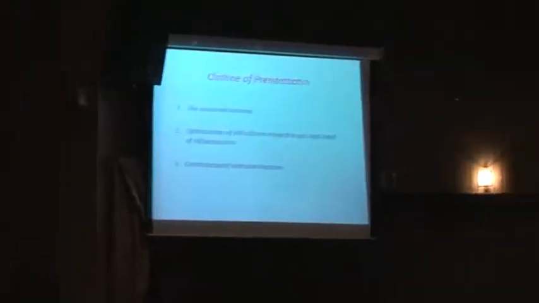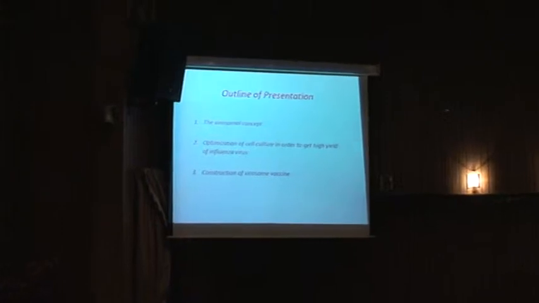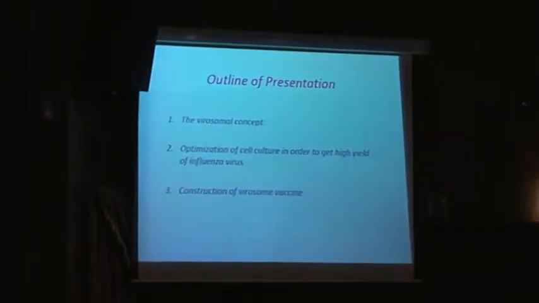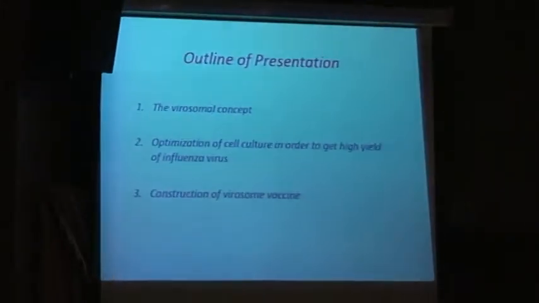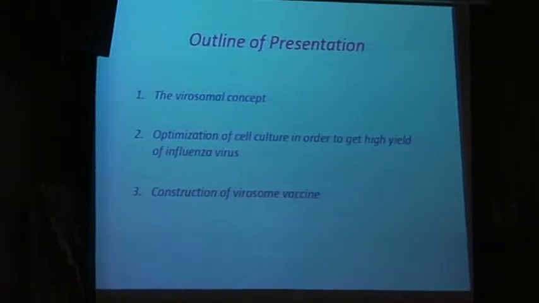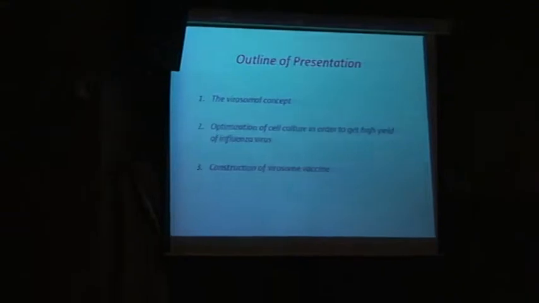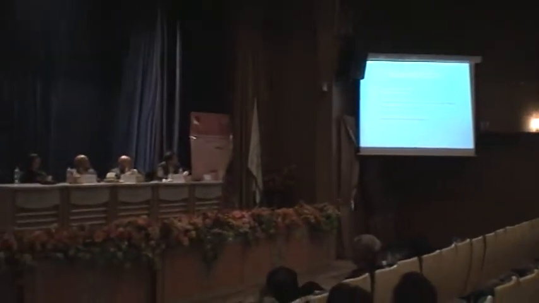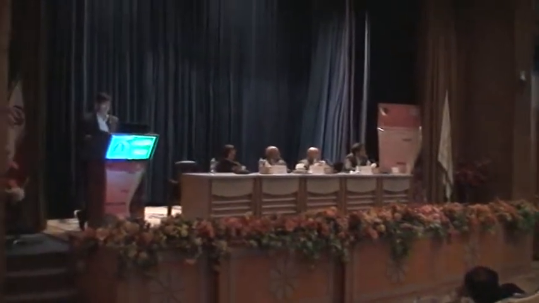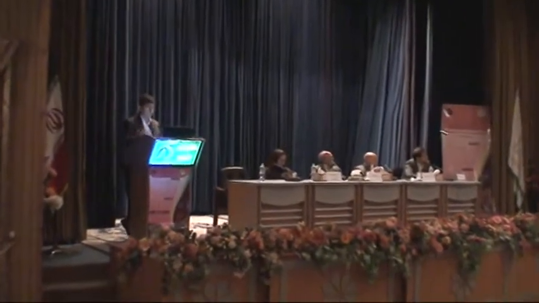I have divided my presentation into 3 sections. In the first one, I'm going to speak about the virusome concept. Then we will have a discussion about optimization of cell culture in order to get high yield of influenza virus. And finally, we take a look at the construction of virusome vaccine.